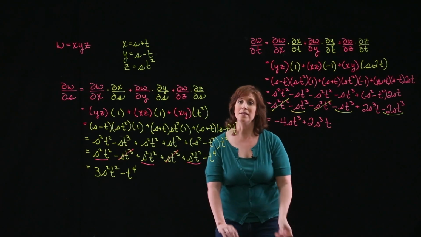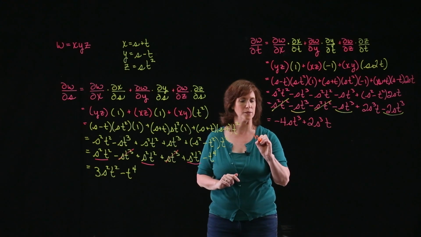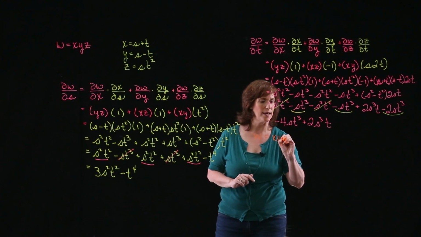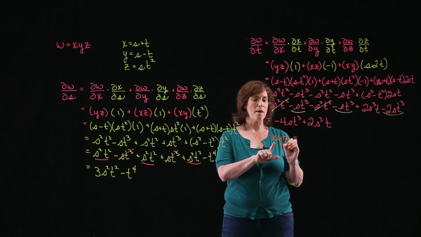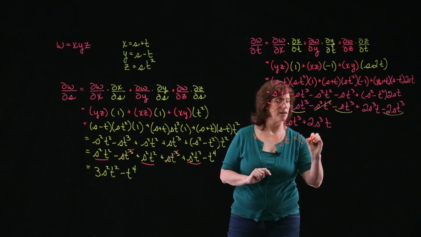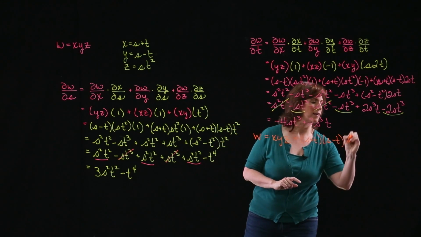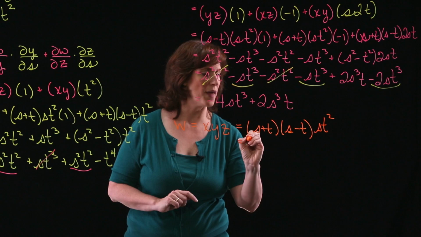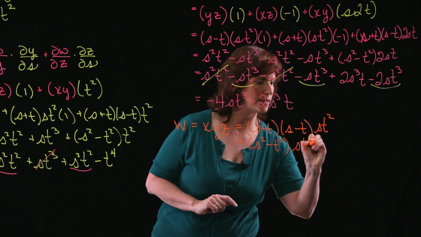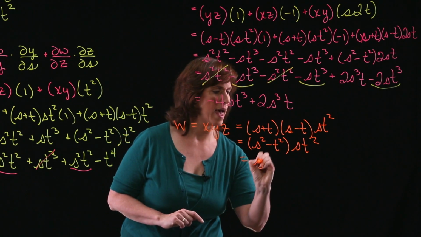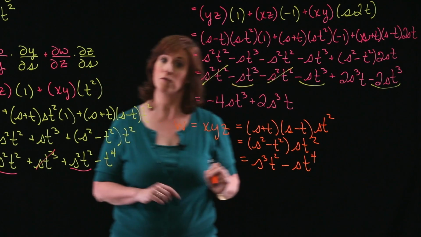Now that's not the only way you can get these partials. The second way is to convert my original function, which was w equals xyz, into a function in terms of s and t. So let's go ahead and do that. Remember, x is s plus t, y is s minus t, and z is s t squared. So that's going to be s squared minus t squared times s t squared, or s cubed t squared minus s t to the 4th.